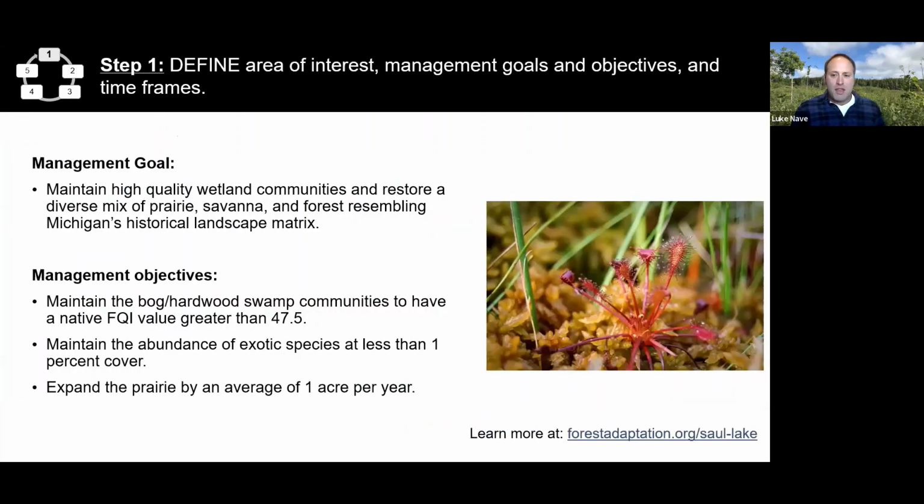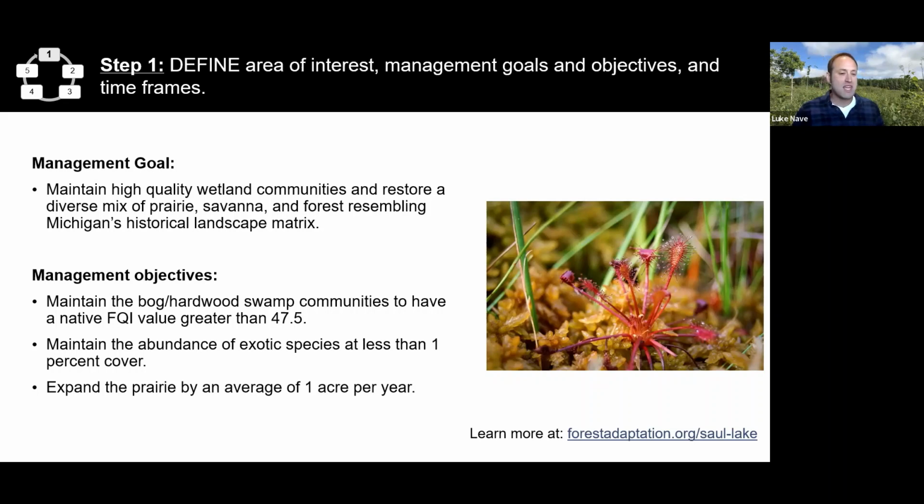And in step 1, the partners from the Land Conservancy defined their overall goal as one of maintaining high-quality wetland plant communities. And underneath that broad goal, they specified 3 specific objectives. They did a great job of making numeric targets here. They were particularly interested in achieving a certain threshold level of the floristic quality index, the FQI, to 47.5, which would be a pretty intact natural plant community of this bog, hardwood, swamp cover type.